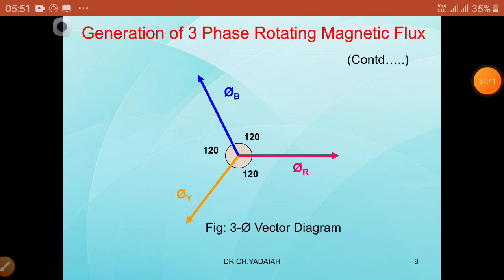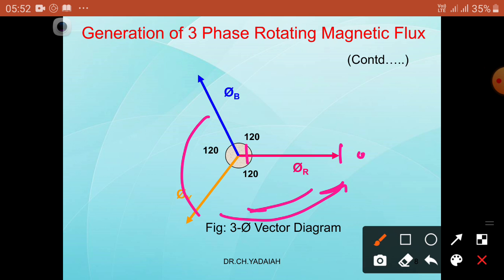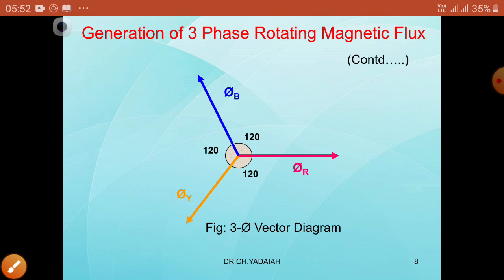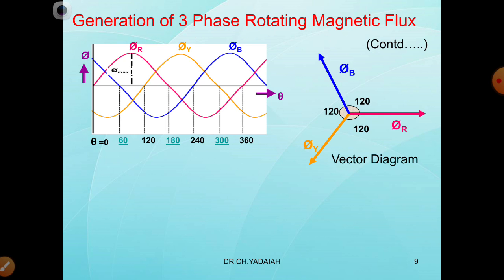In the vector diagram, the magnitude is the same, but the angle changes. For example, this one comes after 120 degrees, and this after 240 degrees, so at a given time all are not at maximum values. Now we have seen the phasor diagram and the vector diagram. These are the reference values, keep them in your mind. Now let us do a simple problem. This is a phasor diagram, and this is a vector diagram.